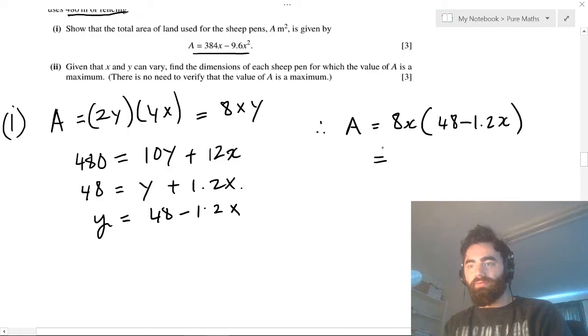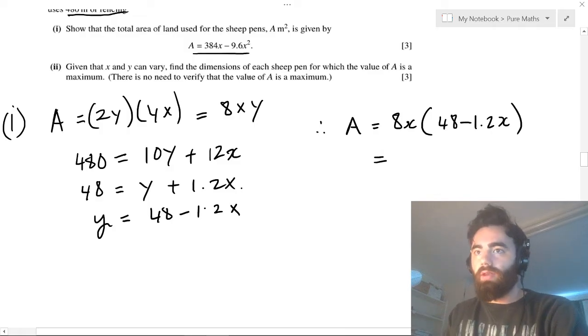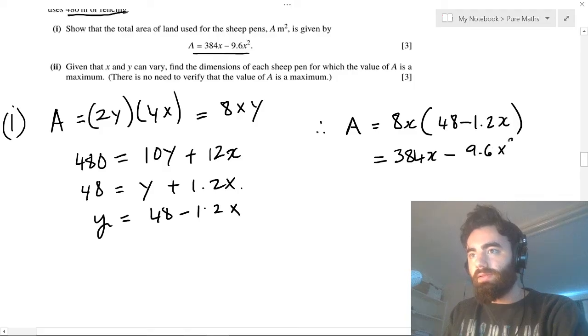8 times 48 is 384. And 8 times 1.2 will be minus 9.6. So this gives us 384x minus 9.6x squared. I did it again. Okay, so we've shown that there.